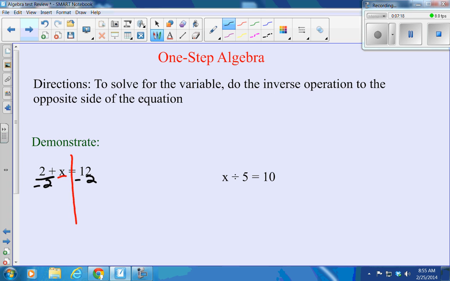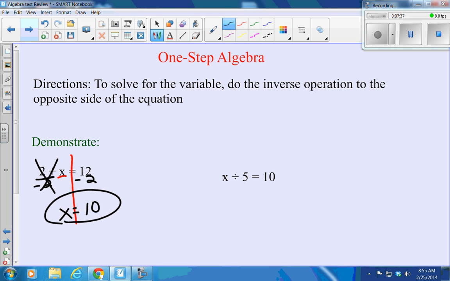My plus 2 and my negative 2, plus 2 minus 2 equals 0, so I cancel that out. There's nothing left. I have x by myself on the left side. I reached my goal. This is what I wanted to do, was get x by itself. So I reached my goal. 12 minus 2 is 10. X equals 10. That's my answer.